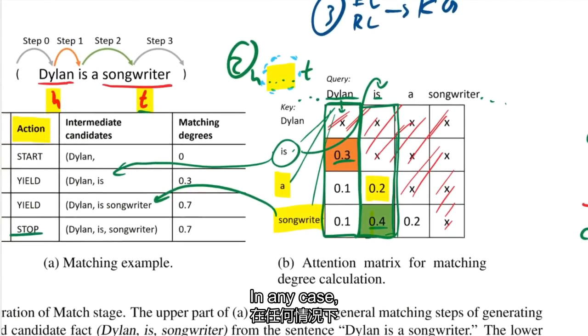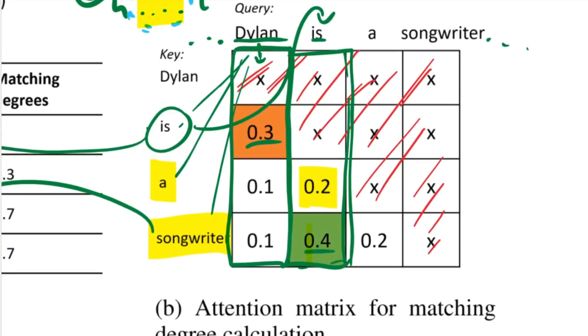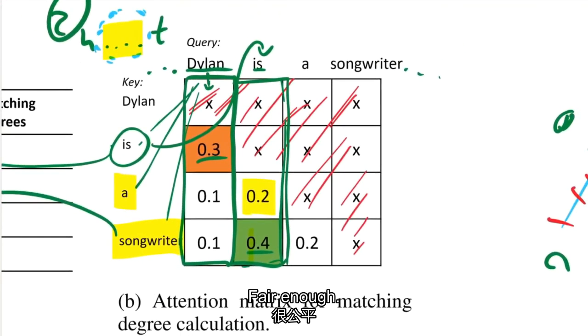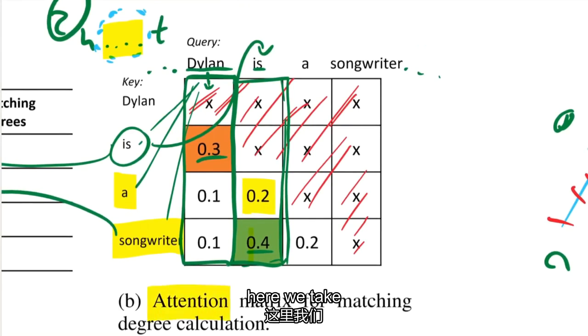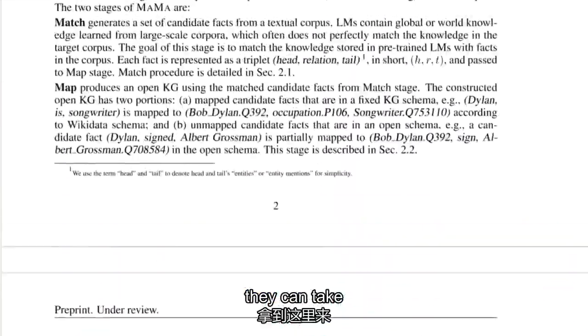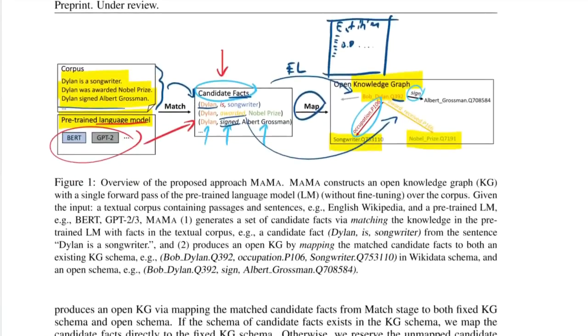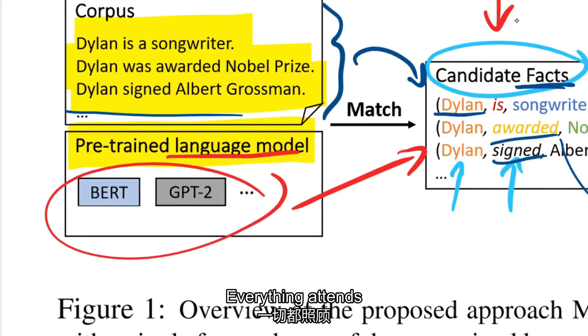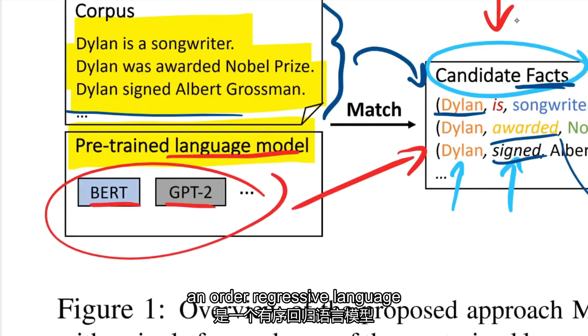In any case, this is something that confuses me right here. So fair enough, they say here we take the attention matrix and we cross out these X's, all right, but they say they can take things up here, right? They can take things like BERT, and as I said, fair. BERT has a full attention matrix, everything attends to everything, but they can also take things like GPT-2. Now, GPT-2 is an autoregressive language model.